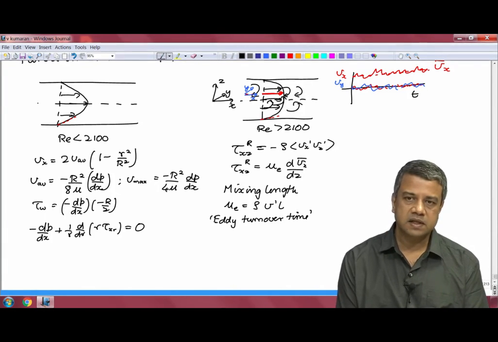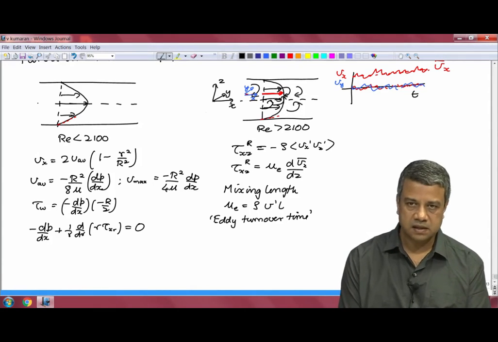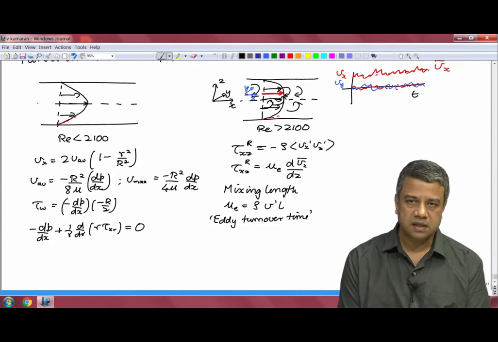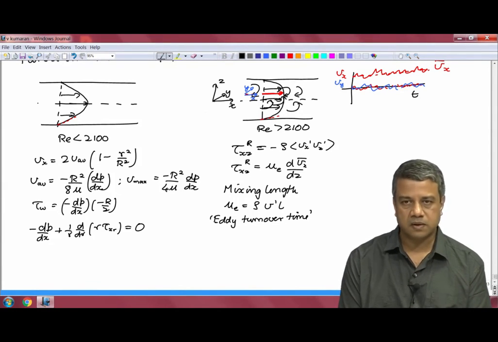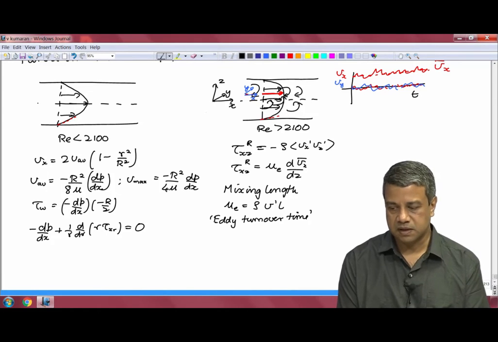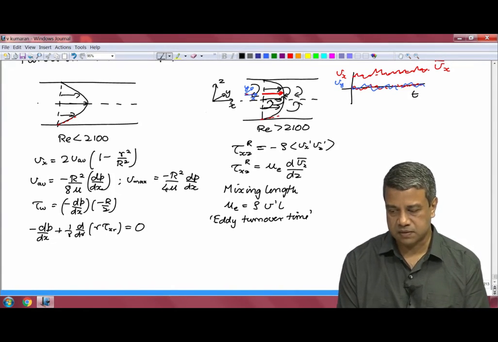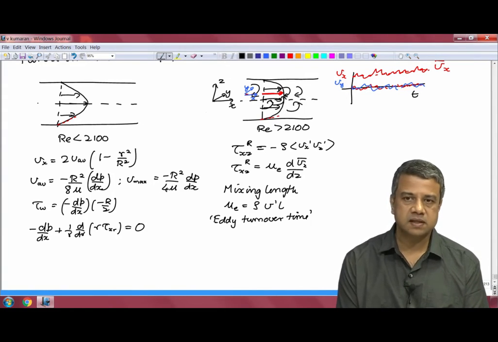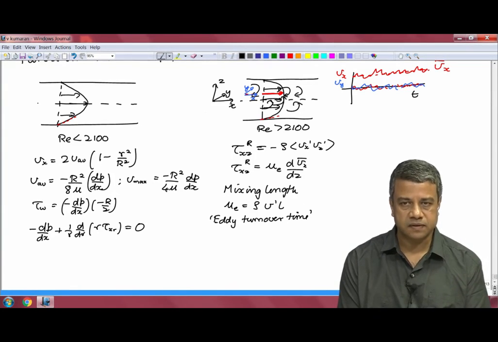V prime is the characteristic velocity of these eddies, and L is the characteristic length of these eddies. So, these were the characteristics of a turbulent flow that we had seen when we talked about diffusion and dispersion. Turbulent dispersion is due to correlated parcels of motion called eddies, which are moving in all three directions. And these are spontaneously generated in a turbulent flow. You do not need to have an external disturbance in order to generate these kinds of flow structures.